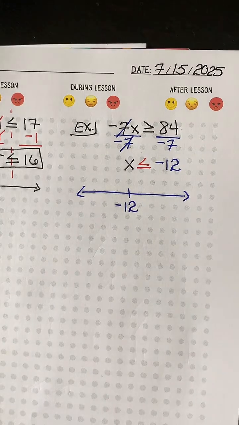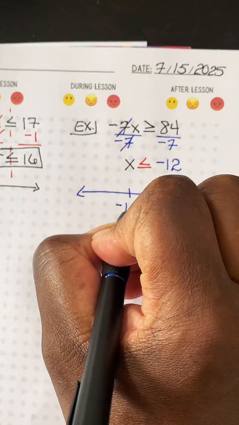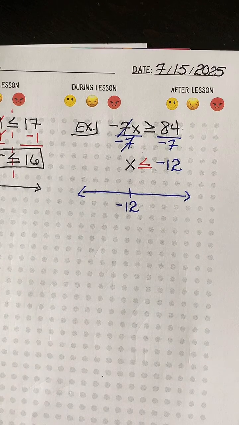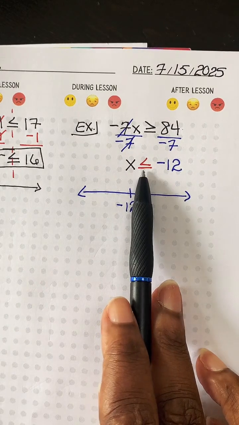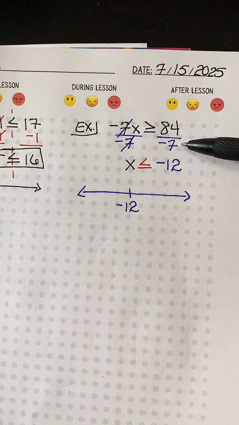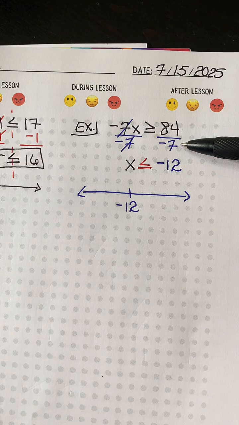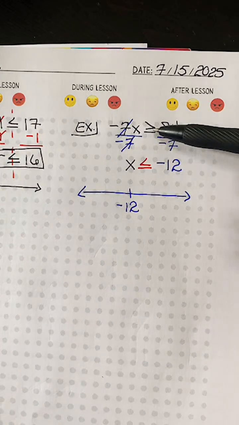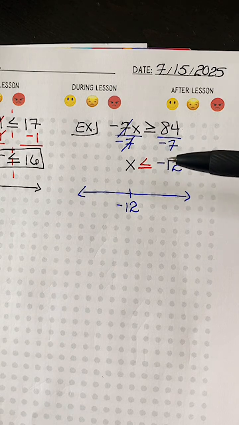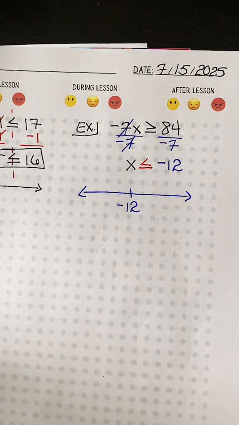Okay, so we have negative 12. So again, we're going less than or equal to. Why is it less than? Didn't we start off with greater than? The reason why is because we divide by a negative number. Anytime we divide by a negative or multiply by a negative, we must change the direction of the sign so we can get a true statement. That's the reason why we're doing all this, guys, so we can get some true statements.